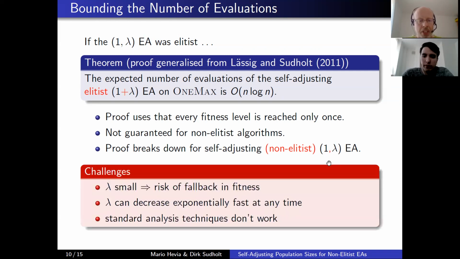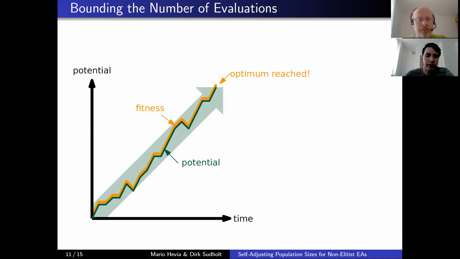So what are the challenges in analyzing this comma strategy? We know that if lambda is small and we're close to the optimum, there is a risk of a fallback in fitness if all the offspring are worse than their parent. And well, we can never be safe because even if lambda is not small, it can decrease exponentially fast at any time. And standard analysis techniques don't work to get this scenario under control.